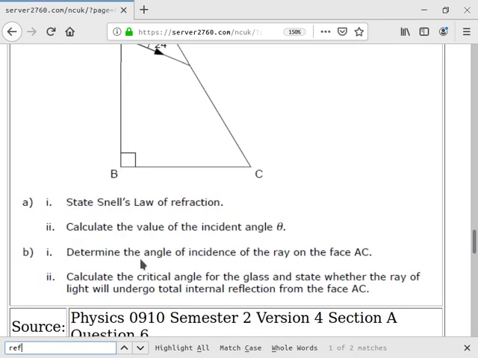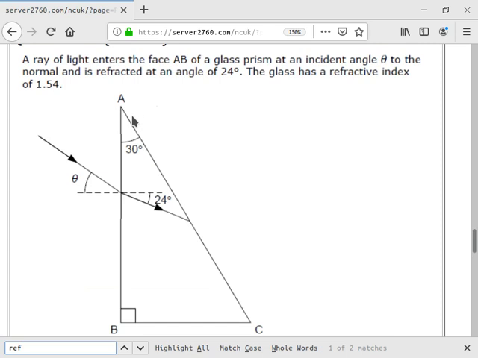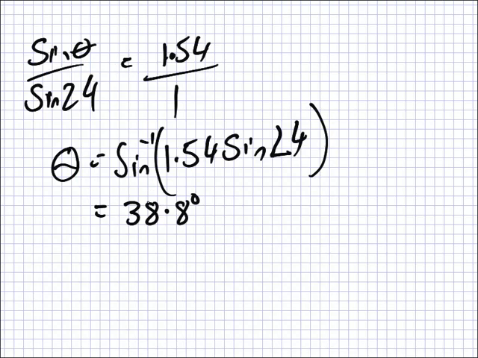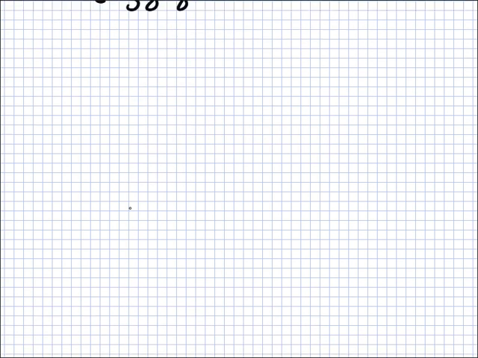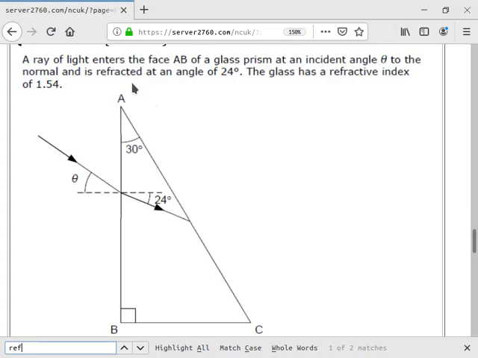Next, determine the angle of incidence of the ray on the face AC. So I'll have to draw this a little bit. Yeah, we'll draw it.